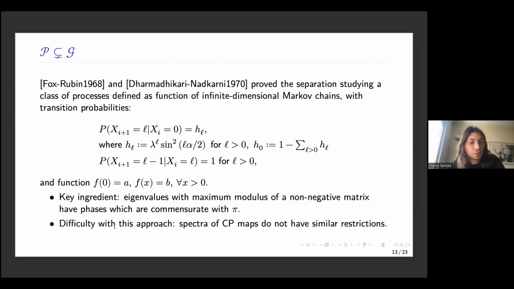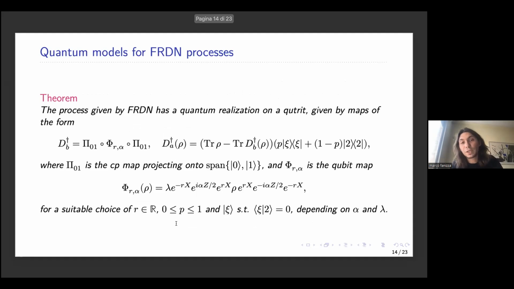So this approach fails in the quantum case because the spectra of CP maps do not have similar restrictions. But it was not known if this process could have a quantum realization or not. And this is why we started considering these processes. But we found out that, in fact, a quantum realization exists on a qutrit. And this is very interesting because it tells us that hidden quantum Markov models are quite powerful.